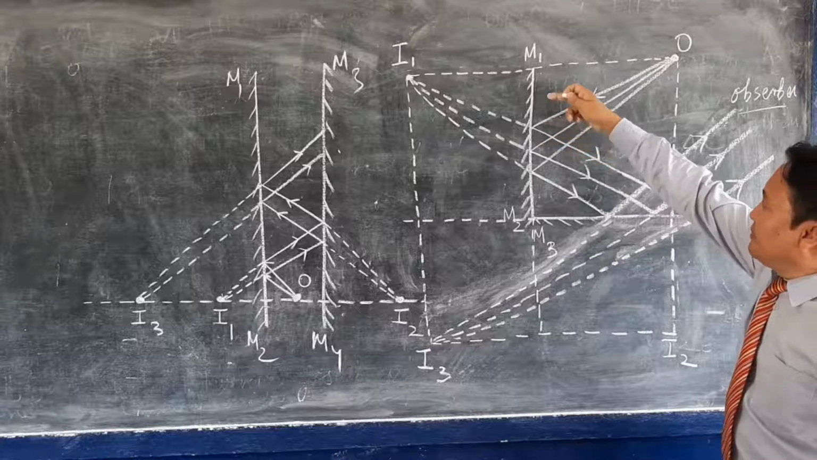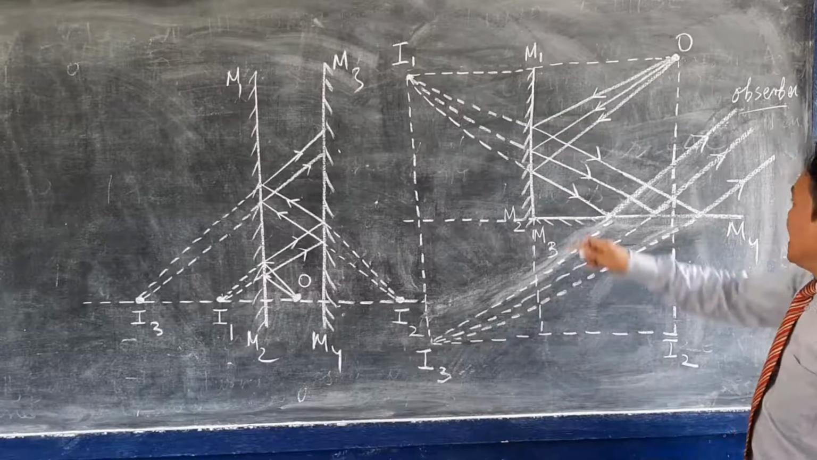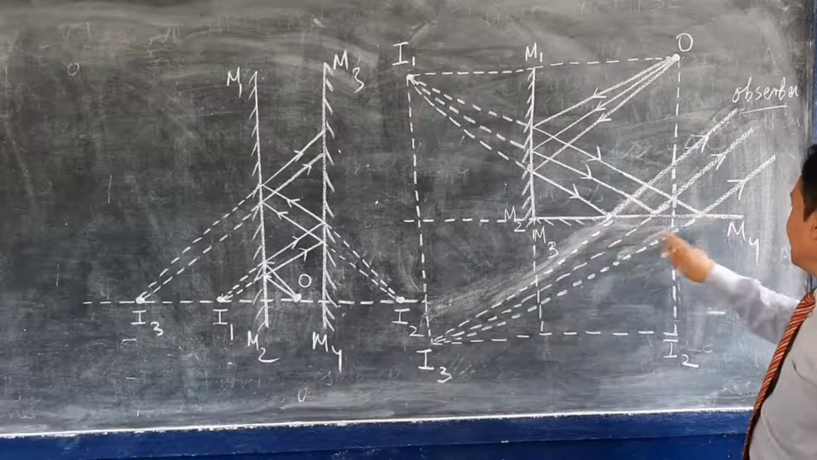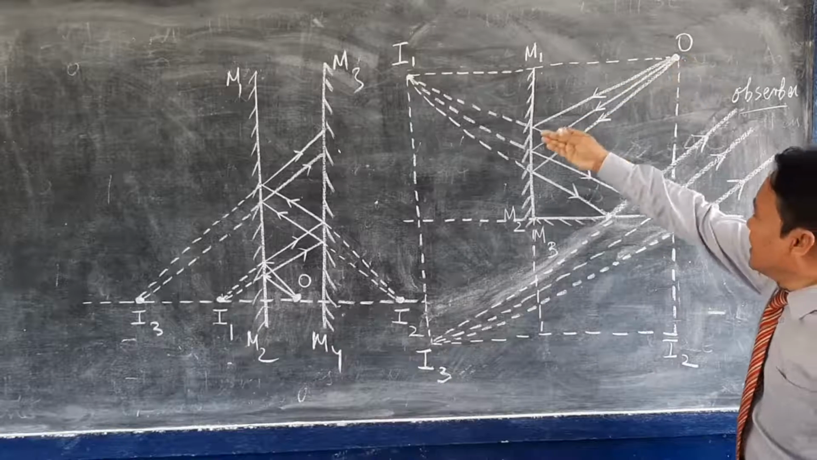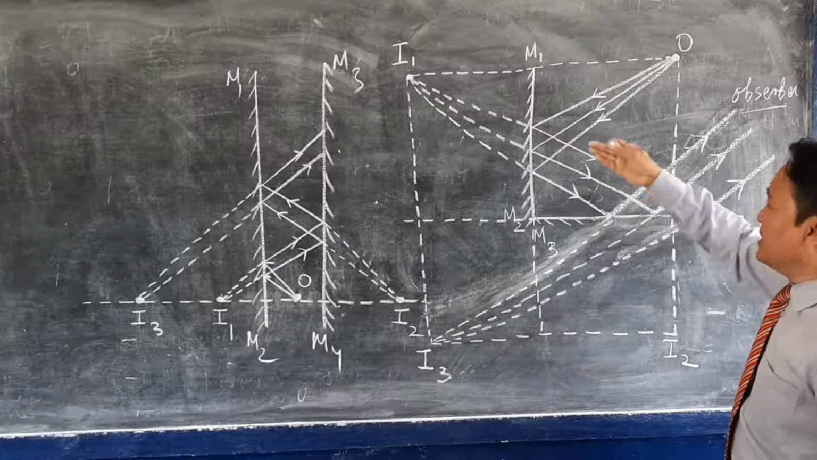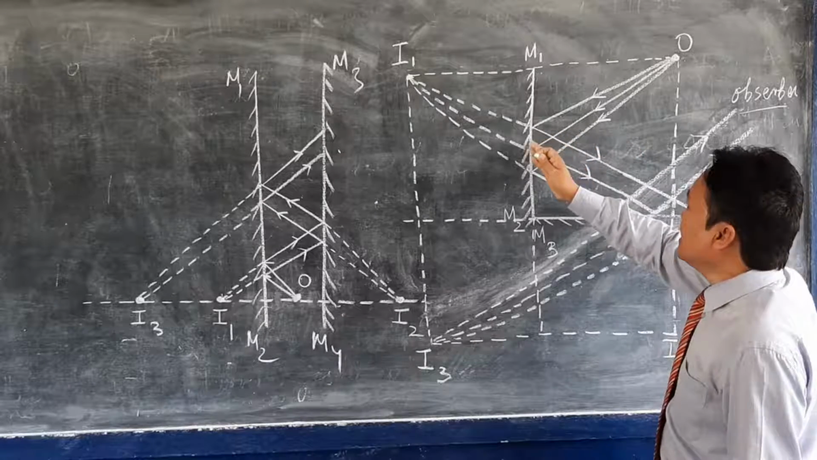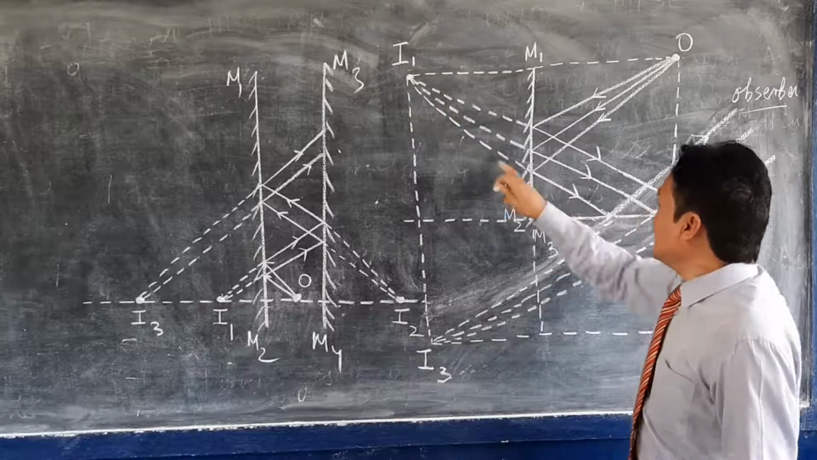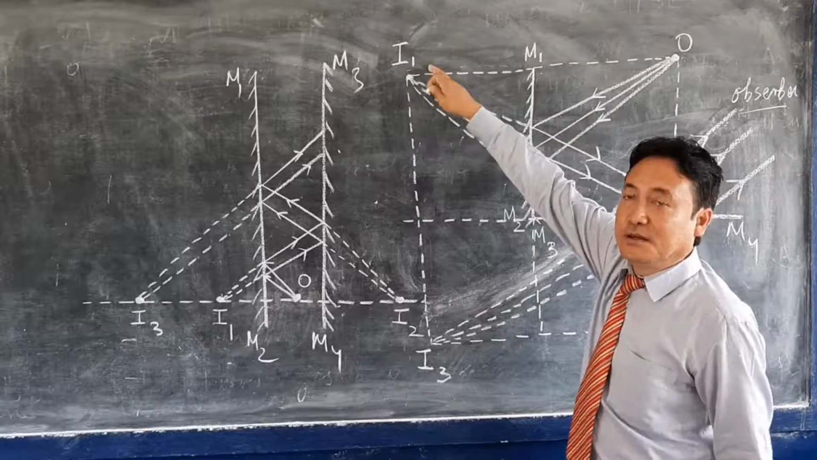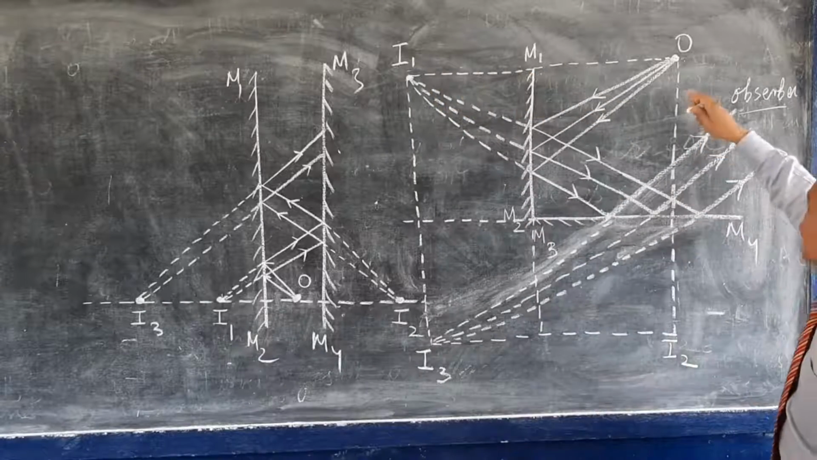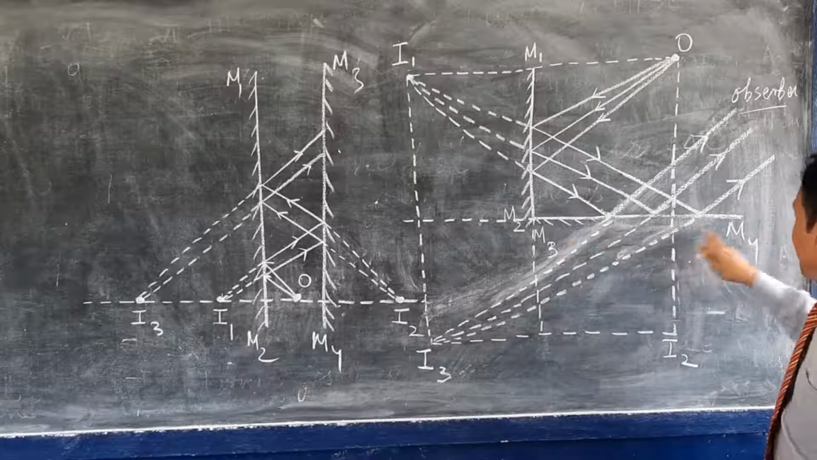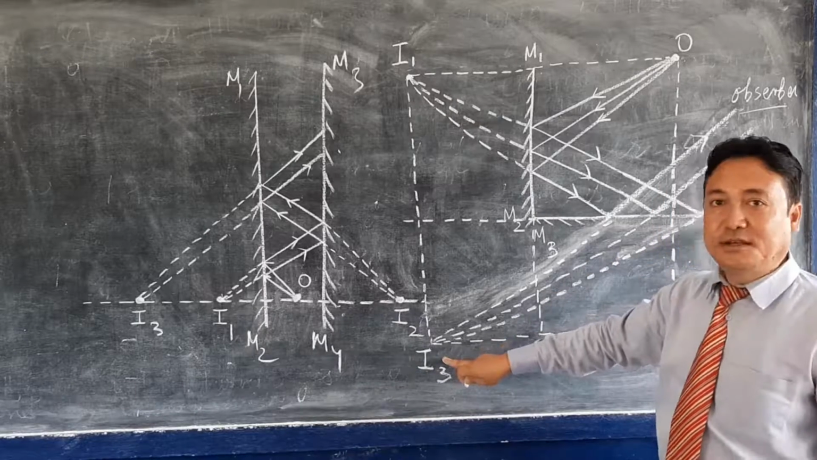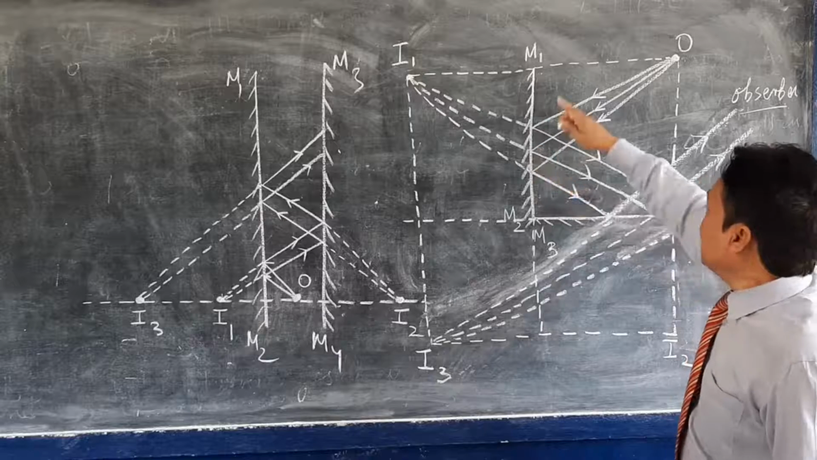From the object, the incident ray falls on the mirrors M1 and M2, and from M1 and M2 the rays of light get reflected towards M3 and M4. So you can see here the incident ray, and this is the reflected ray. Now these images are formed. The first one is I1. Image I1 is formed by the direct reflection of M1 and M2. Then image I2 is formed by the direct reflection of M3 and M4. And the last image is I3, which is formed by the reflection of M1, M2 and M3, M4.